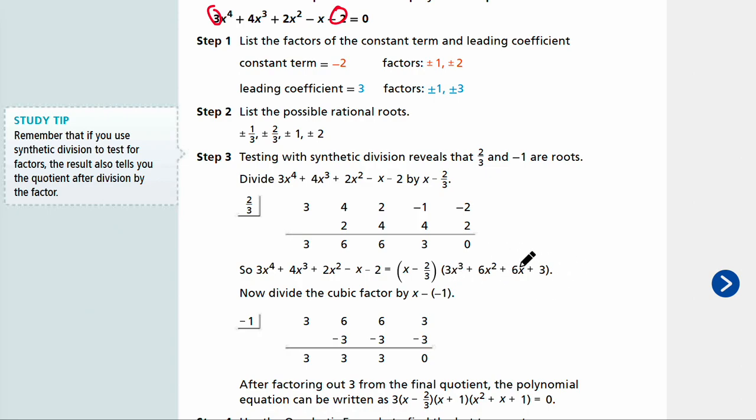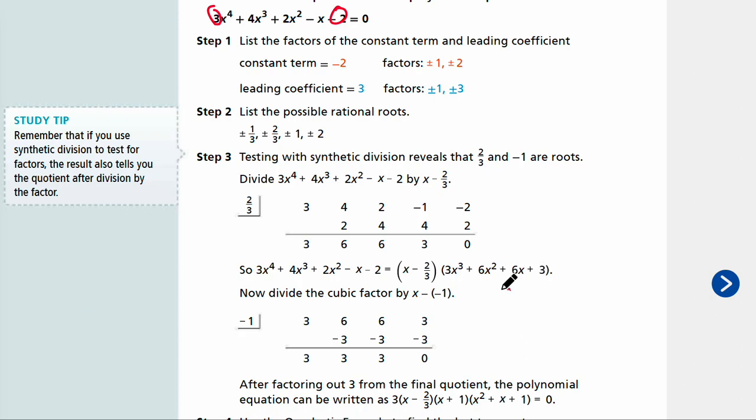Because this is the special polynomial. Remember from the Pascal's triangle, 3, 6, 6, 3 is the first row, right? So then you can just easily divide by -1. And then you're going to have multiple factors, right?